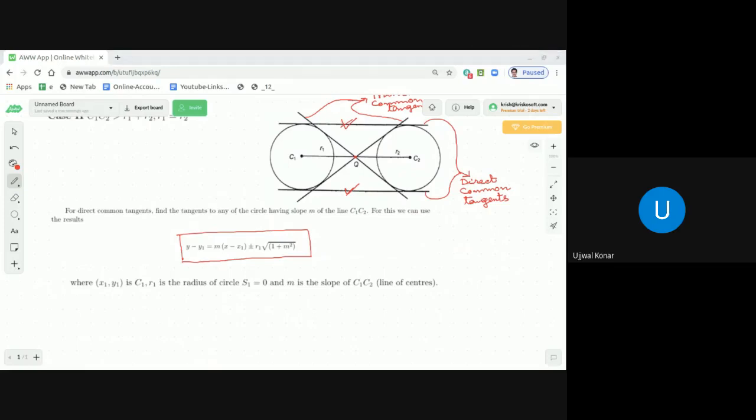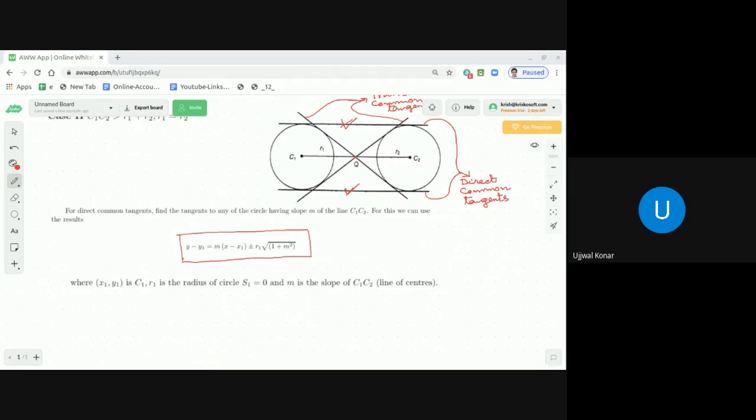Now, dear students, for the transverse common tangent, how can we do it? Find Q, which divides C1 C2 in the ratio R1 is to R2 internally. Then find the tangent from Q to any of the circle, as we discussed in the previous case. So whatever I marked in that red box, that equation is for the direct common tangent.